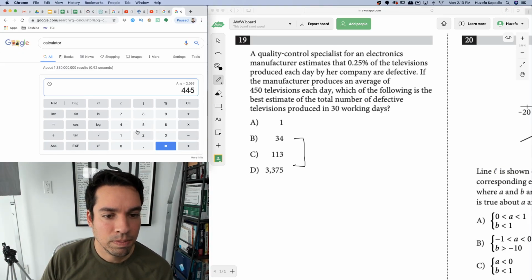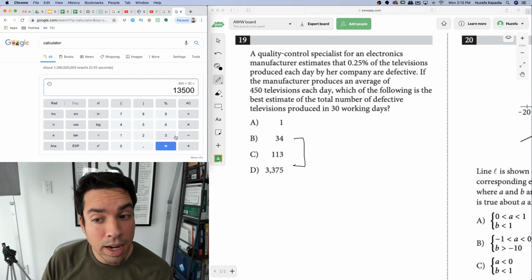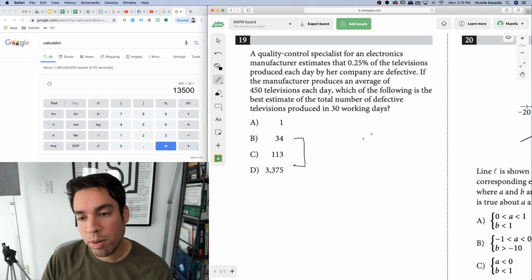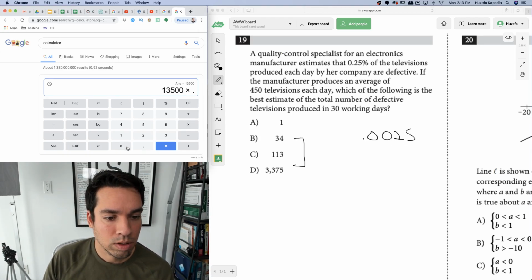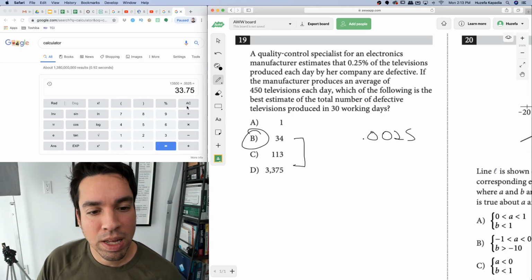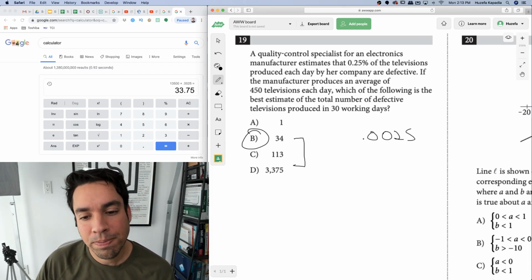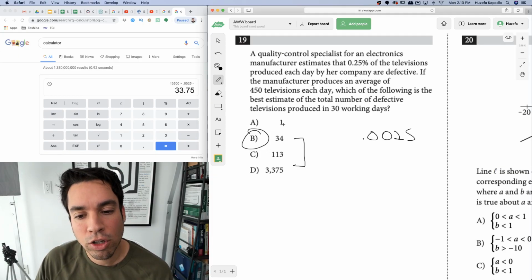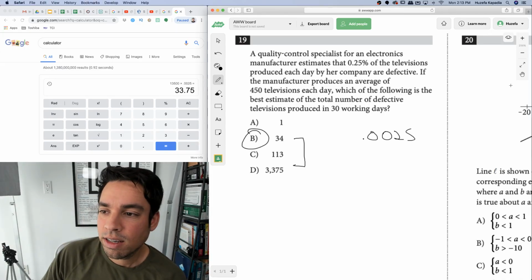So 450 times 30 equals that. And then 0.25% is not, we don't multiply by 0.25. Remember, we got to move the decimal place twice. So I multiply that by 0.0025. And that's, I knew it. Here's why. Because they're banking on people multiplying it by 0.25. So I knew that the right answer and one of the wrong answers would be off by a factor of 100. I mean, these are also off by a factor of 100, so it could have been 1 as well instead of 113. But I just had a hunch that it was that beforehand.